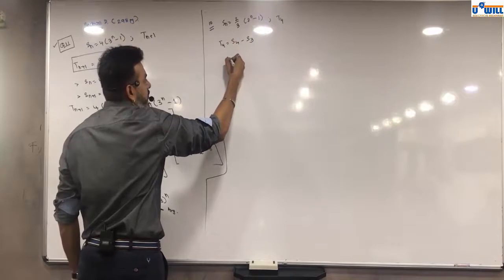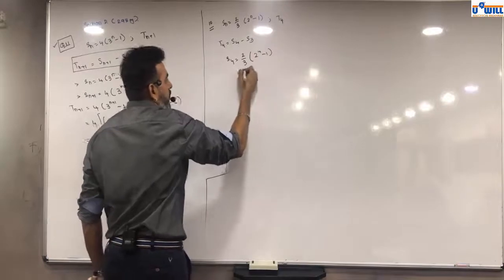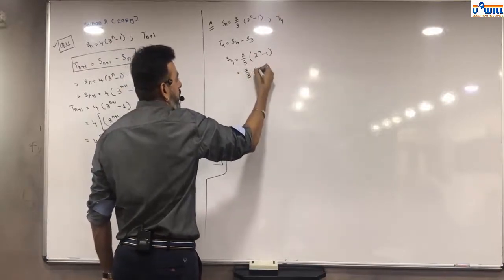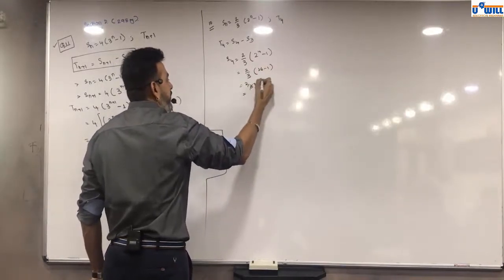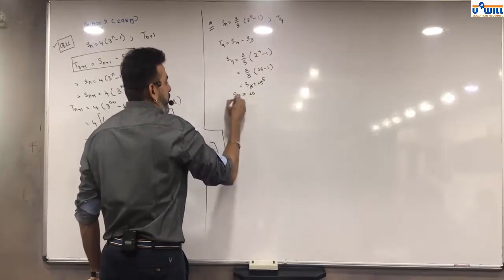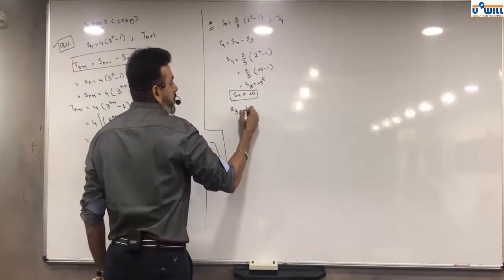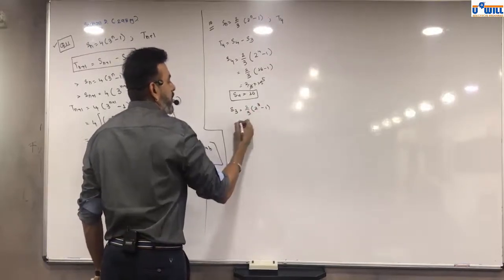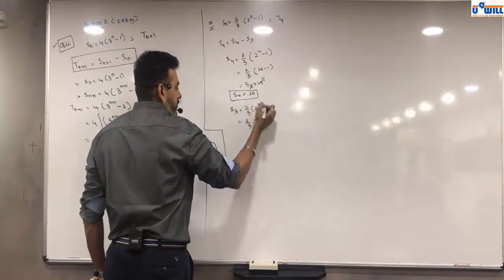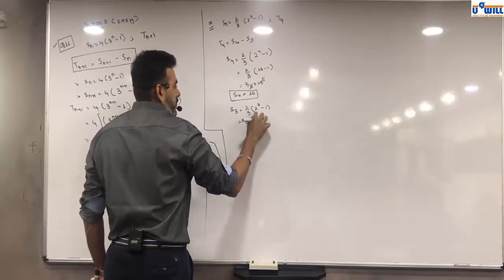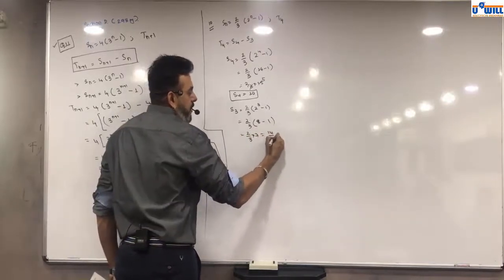Let's first find out. S4 is equal to 2 by 3, 2 raised to 4 minus 1, which is equal to 2 by 3. 2 raised to 4 is 16 minus 1, which is 15. So 2 by 3 into 15, 3 5s is equal to 10. So S4 is equal to 10. S3 is equal to 2 by 3. 2 raised to 3 minus 1. 2 raised to 3 is 8. Minus 1. 2 by 3 into 7, which is equal to 14 by 3.